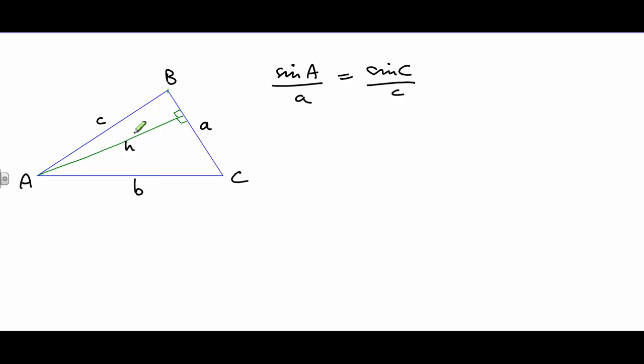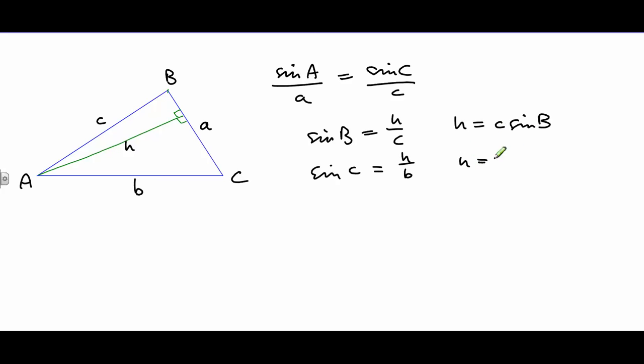So we can say that sine B equals h over c in this triangle there, since the hypotenuse is c. And sine C equals h over b. So just like before, we can say that h here is c sine B, and h here is b sine C. And so these two must be equal, they're both equal to h.